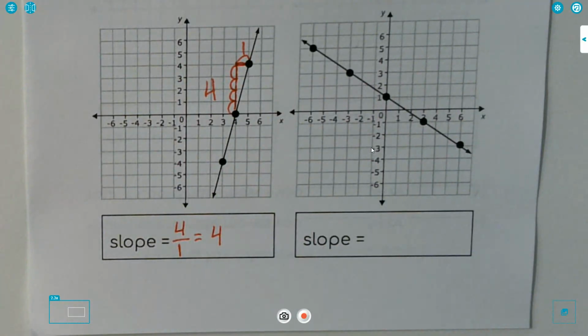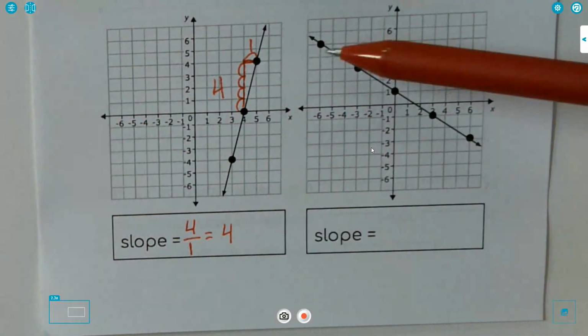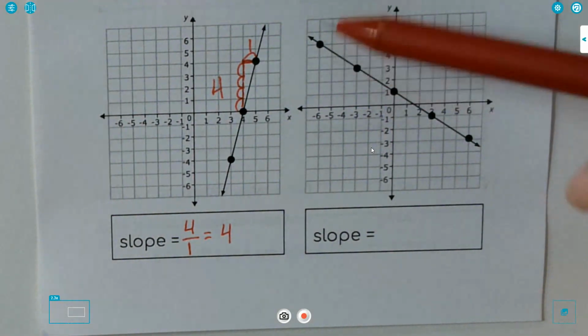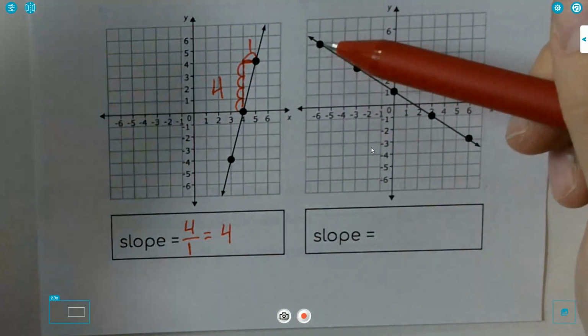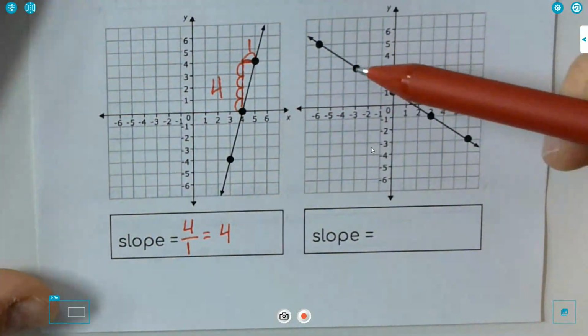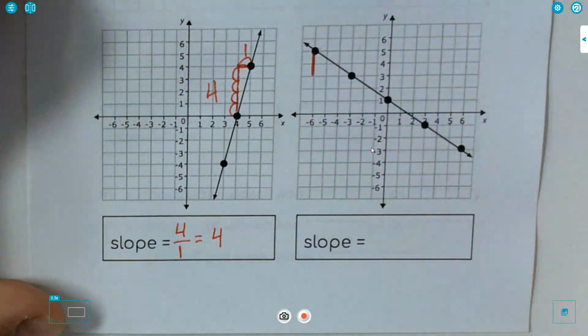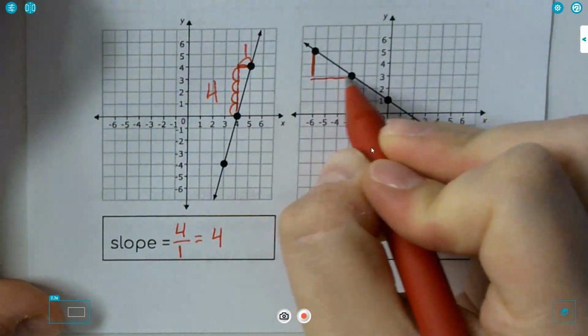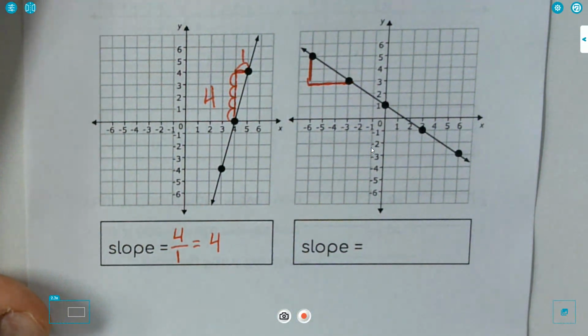Okay, the next one, we can use any 2 points that are next to each other. I'm going to use these 2 points here, just because they're very clearly out here to the left. So I start at the left one. I am moving down to get to the next point. So I'm going to draw a line straight down, and then a line straight to the right. So I draw this triangle so I know where I'm counting.